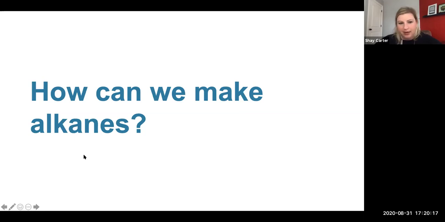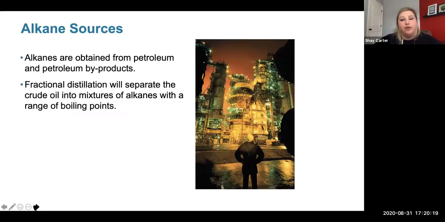So how do we make alkanes? Well, for the most part, we can just extract them from the earth, because most of them are obtained from petroleum and petroleum byproducts. If you have ever seen a refinery, such as what used to be called the Williams Refinery, now Valero, in downtown Memphis, these are everywhere. My parents live in South Louisiana, and they're ubiquitous there.